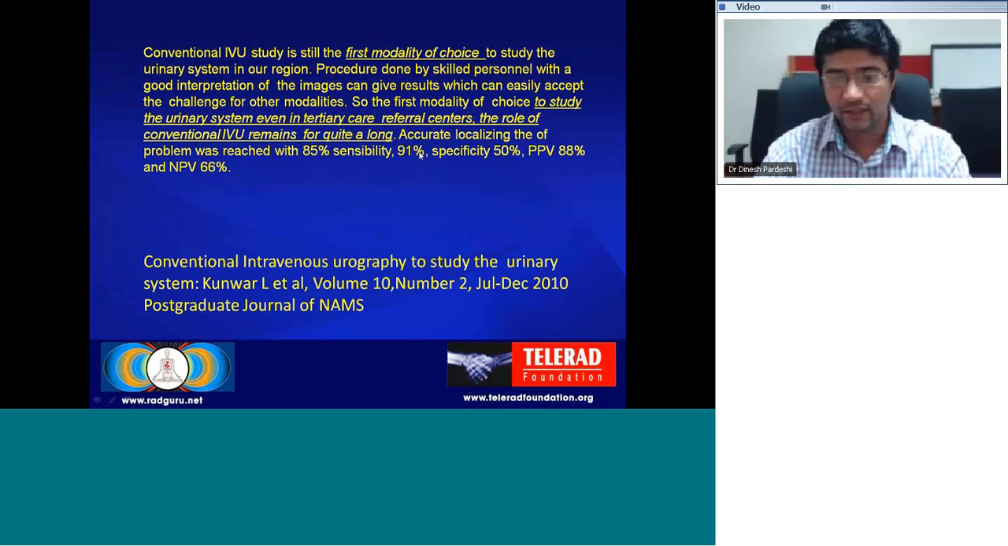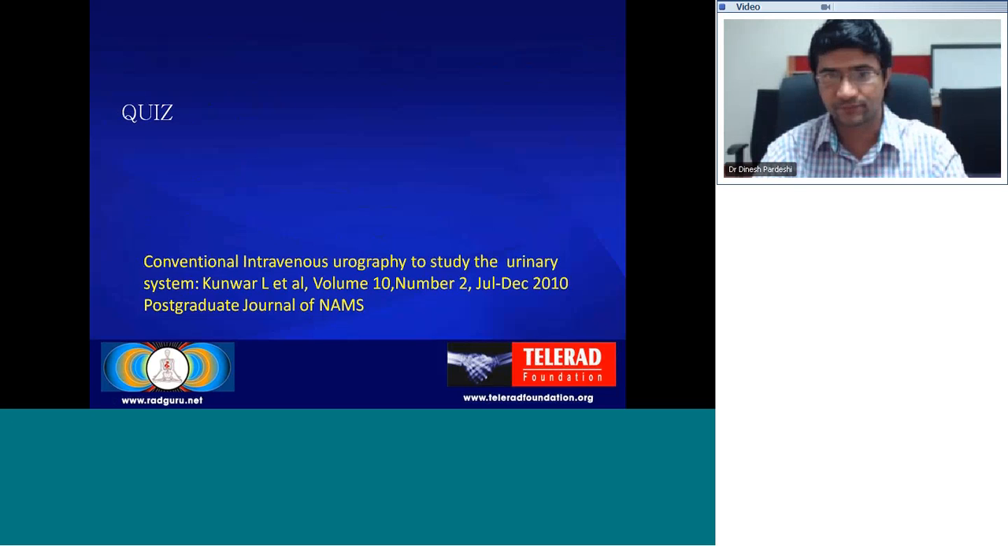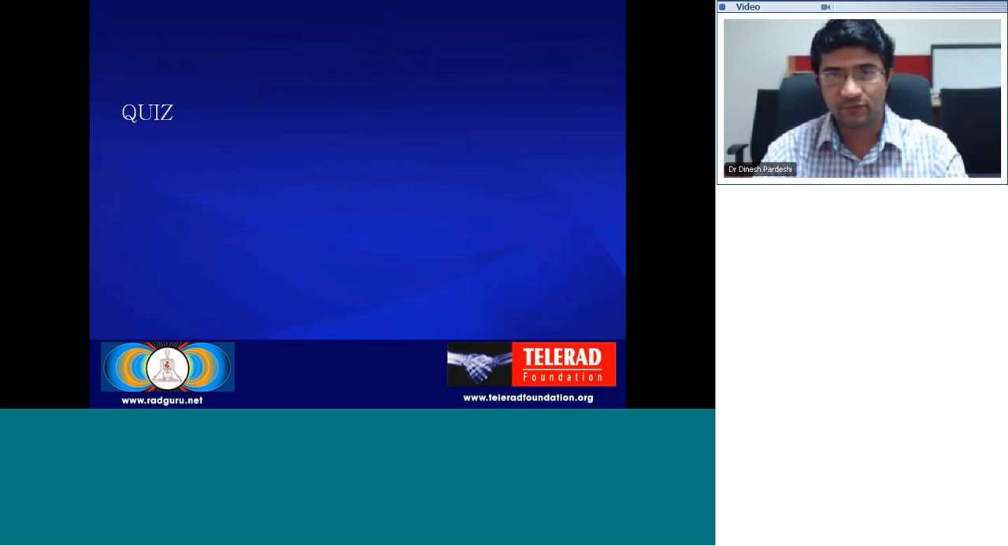Okay, so this is a paper which was presented in 2010. It says that the conventional IVU study is still the first modality of choice to study the urinary system in our region, and it is the study of choice even in the tertiary care referral center. The role of conventional IVU remains for quite a long time. So it again highlights the importance of the IVU in the current era also. Okay, so let us see a few cases as a quiz.